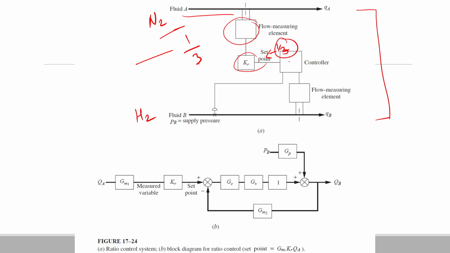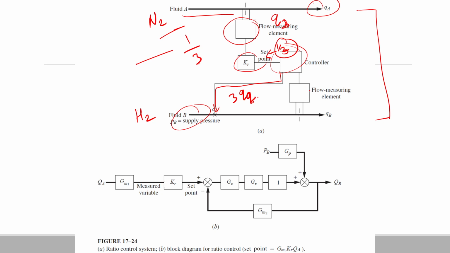So corresponding to this ratio 1/3, if the flow rate is, let's say, QA, then this controller will give the set point to this control valve, that is, the flow rate of the hydrogen should be 3 times QA. And this flow rate we get from this flow measuring element. So the flow rate of the hydrogen will be obtained by this flow measuring element.